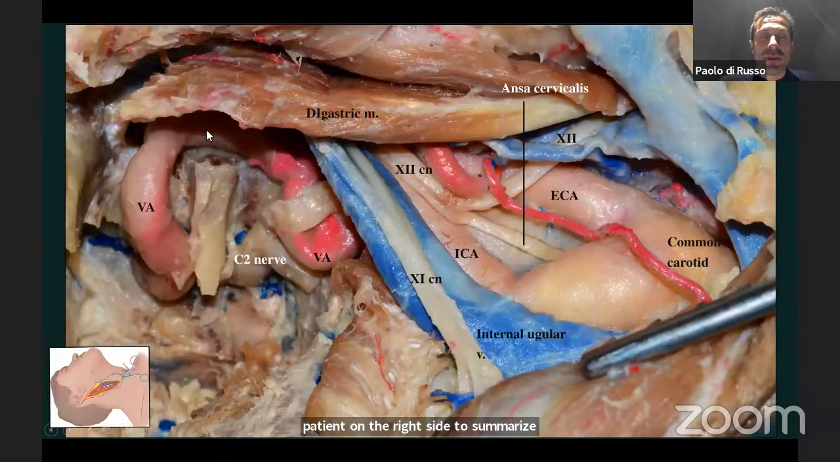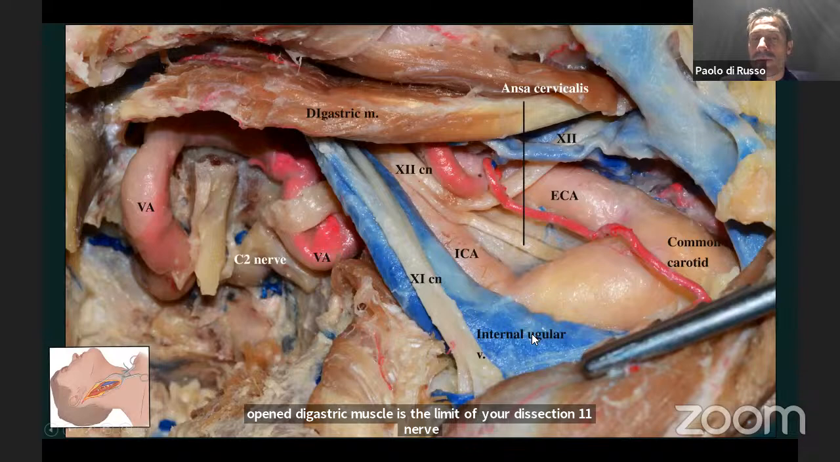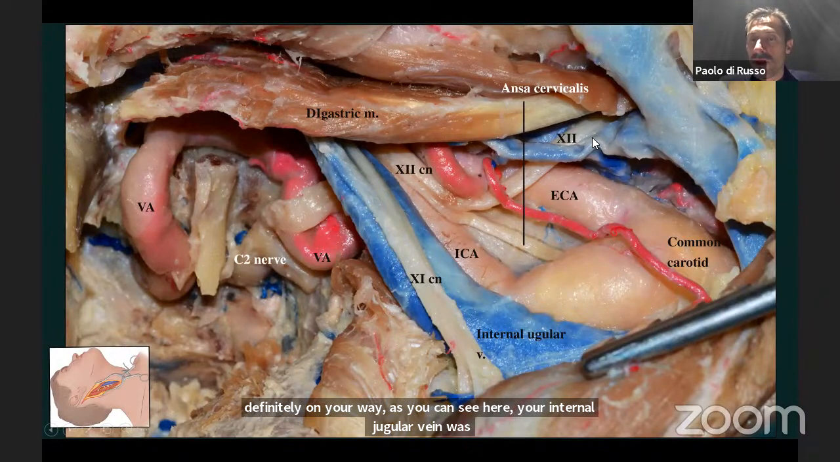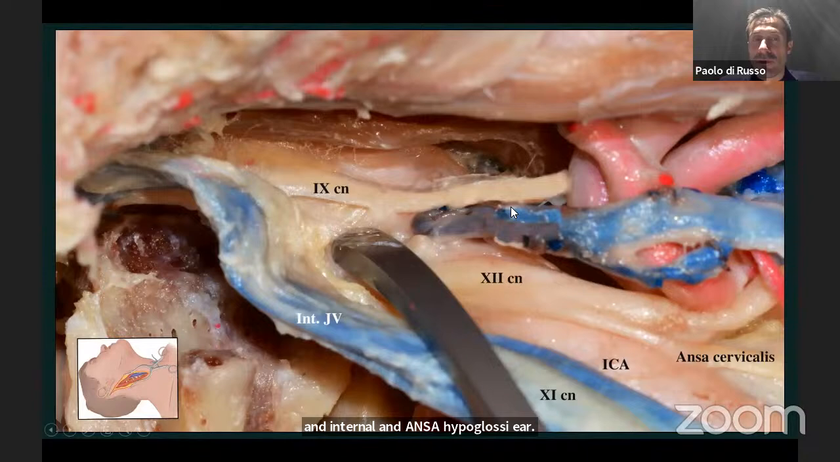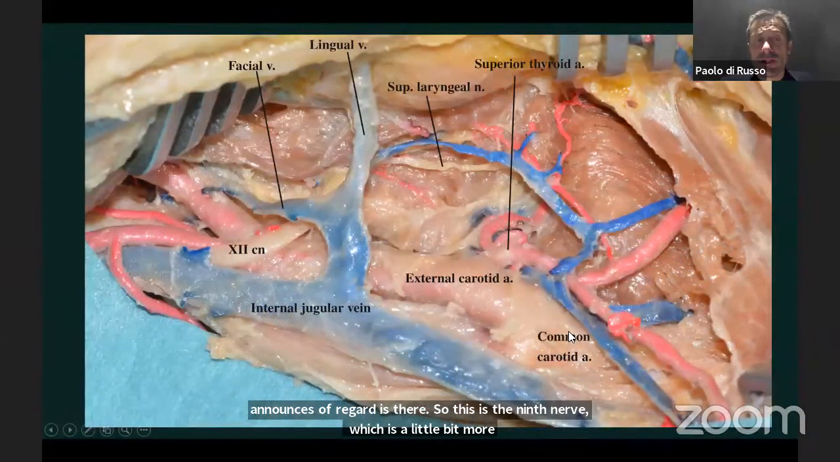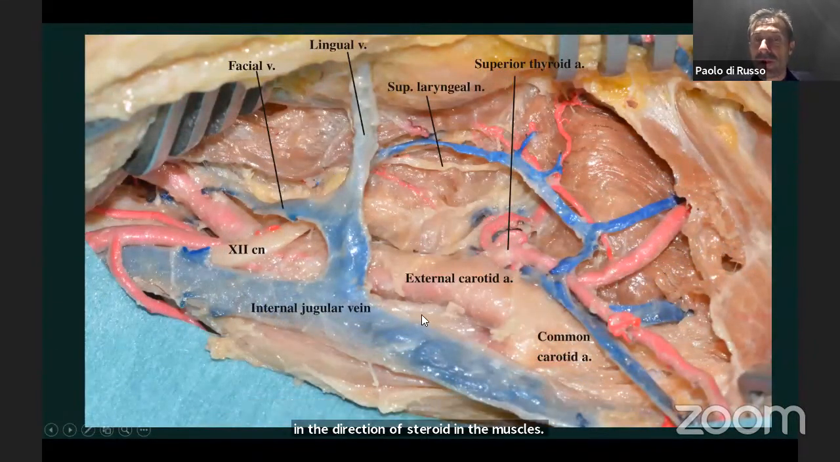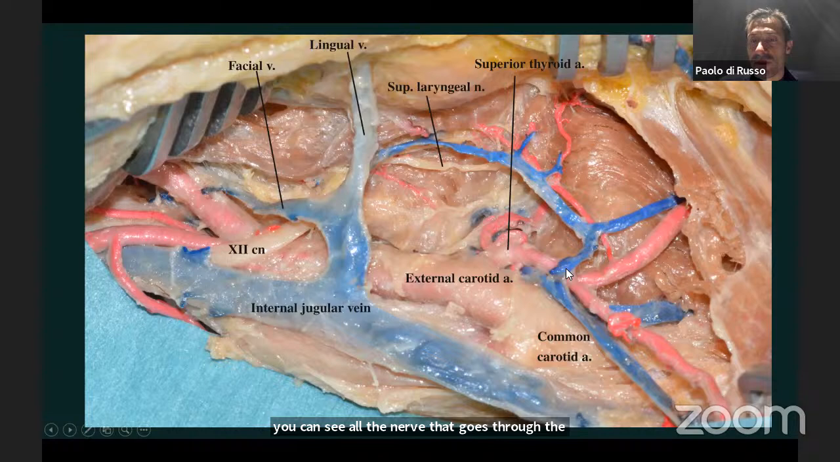So the vertebral artery is completely exposed with the foramen opened. The digastric muscle is the limit of your dissection. The 11th nerve is definitely in your way. As you can see here, the internal jugular vein was transposed posteriorly in this cadaver to show the bifurcation of the common carotid artery into external and internal, and the ansa hypoglossi here, and the ansa cervicalis there. So this is the 9th nerve, which is a little bit deeper in the direction of the styloid muscles. This is a more inferior view, inferior to the 12th nerve. As you can see, all the nerves that go to the larynx and thyroid, and all the bifurcation of the external carotid artery.